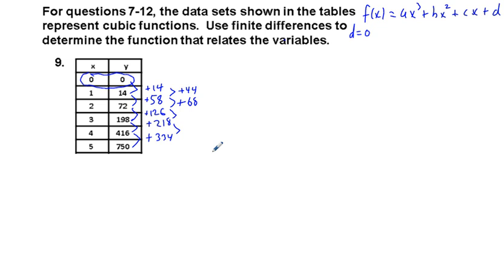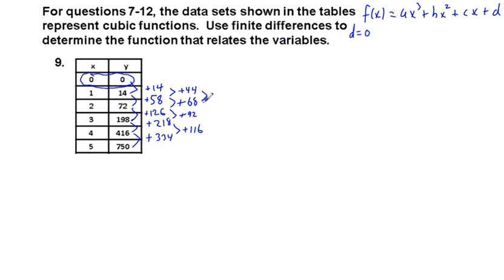Then we're going to have 218 minus 126. That's going to be, what is it, 92? Yeah, that's going to be 92. Next, we have 334 minus 218. That's going to be 116. Is that right? Yeah, I think so. Okay, that's going to be it.